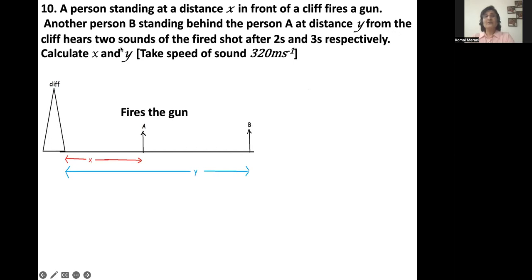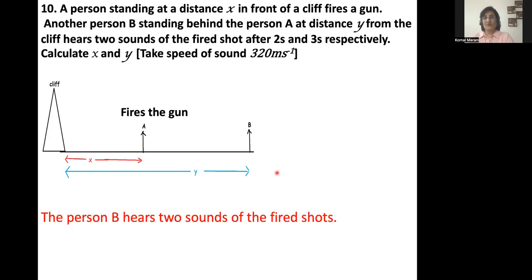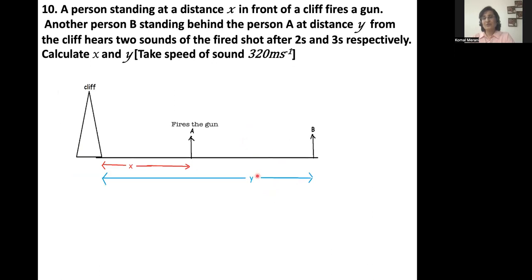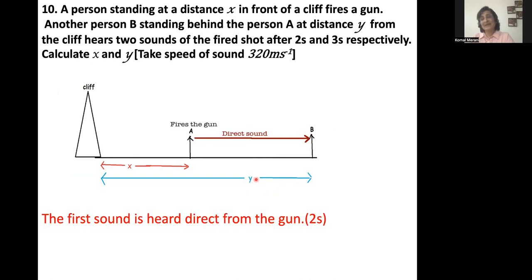This person hears two sounds of the fired shot after 2 seconds and 3 seconds respectively. So this person B is standing behind A at a distance Y from the cliff and he's hearing two shots. So, how do we understand how these two shots are? Definitely, the first shot or the first sound is heard directly.